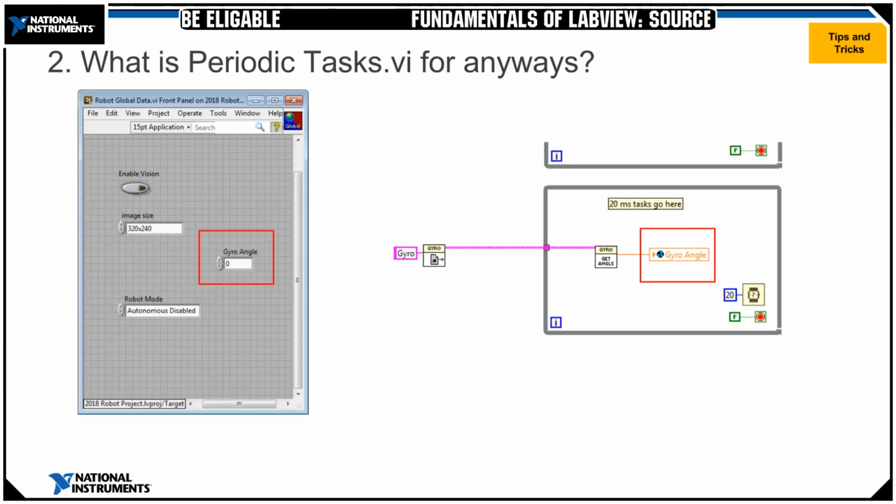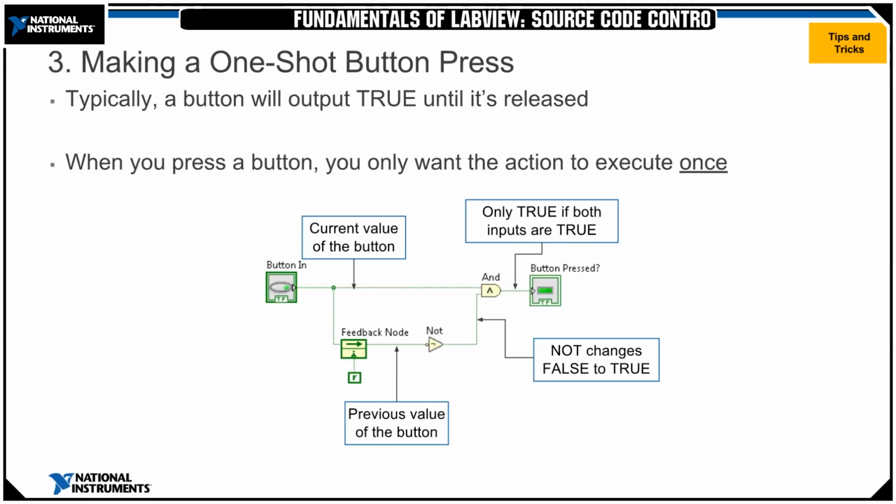Looking at the next one, number 3: how do we make a one-shot button press? One-shot button presses are what you want when you only want an action to happen once per button press. When you hold down a button, that value is going to be continually updating as true. All buttons are Boolean values, so you're going to be reading false, false, false. You press the button, and if you keep holding it down, it's going to start reading true, true, true.